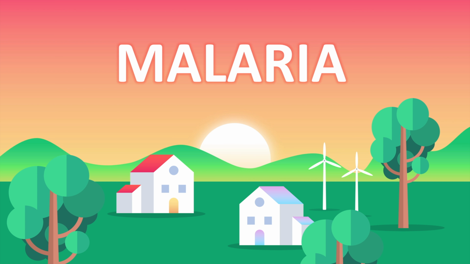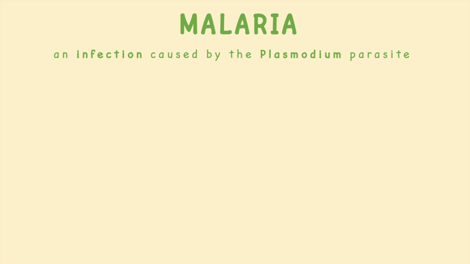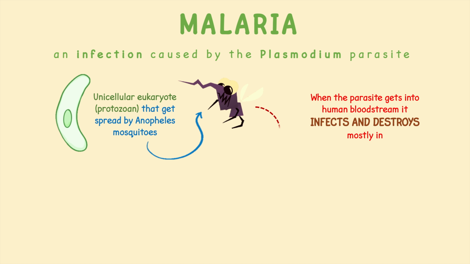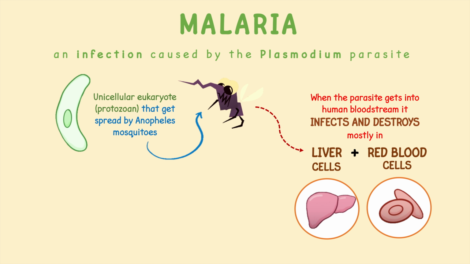The story of Malaria. Malaria is an infection caused by the Plasmodium parasite that can be spread by mosquitoes, and when it enters into our body, it will affect mostly the liver and red blood cells.